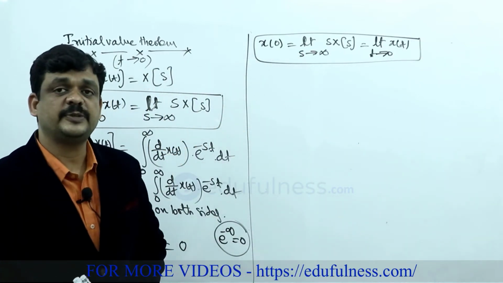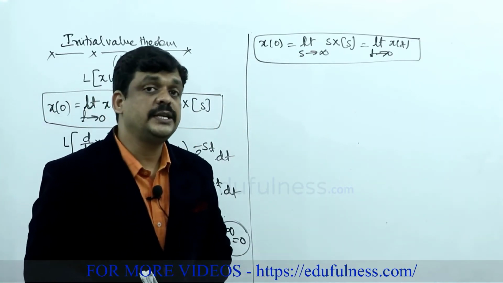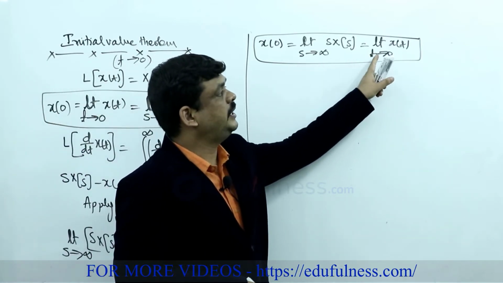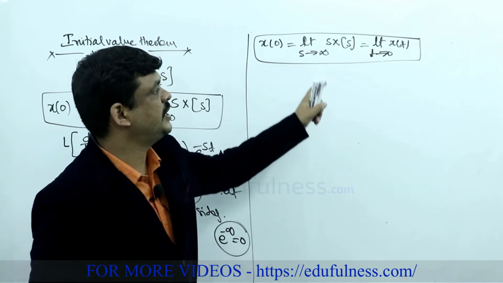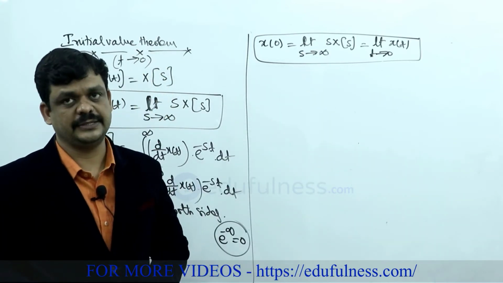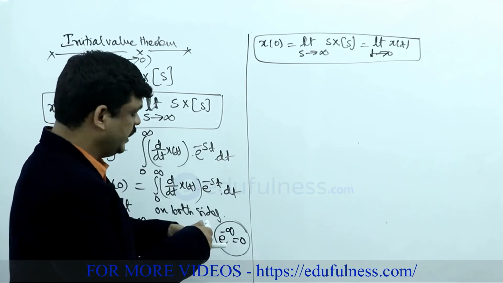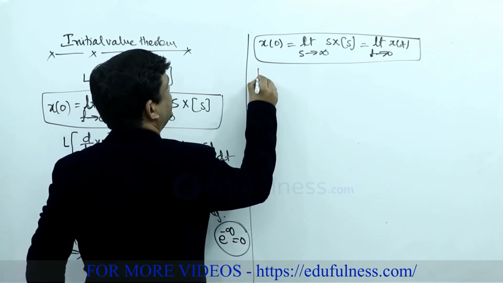So initial value theorem explains in time domain t is equal to 0, in frequency domain s becomes infinity. So limit t tends to 0, x of t is equal to limit s tends to infinity, s into x of s. So that is the statement and derivation part. And similarly, I want to take another theorem. The theorem is final value theorem.